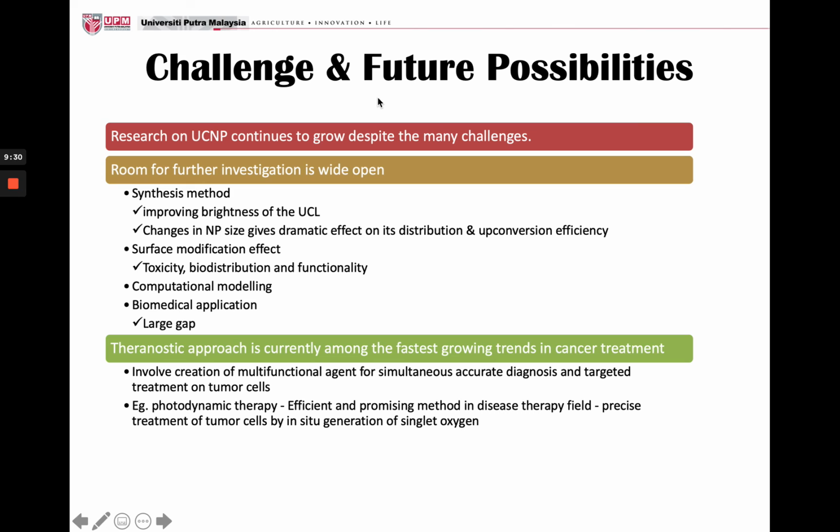So these are the challenges and future possibilities that still have room for further investigation.